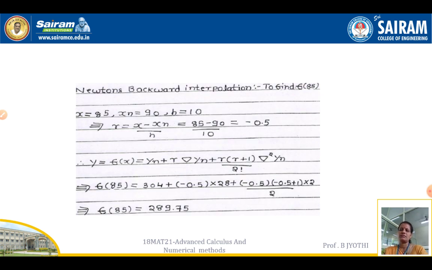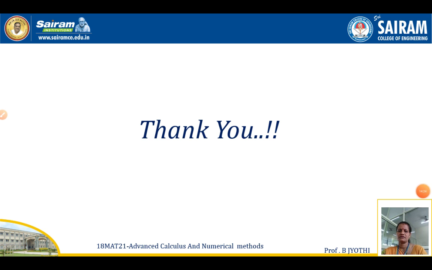Similarly, to calculate f of 85 we use the backward interpolation formula, where x is 85, x n is 90, h is 10. So our value r is minus 0.5 and the formula for this is f of x equals y n plus r del y n plus r into r plus 1 del square y n by 2 factorial. So on substitution of all this, we are getting 289.75. Thank you.